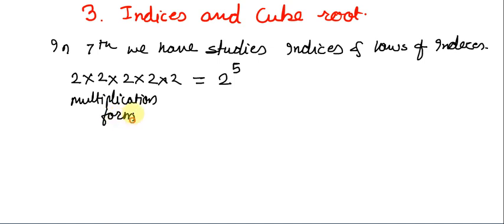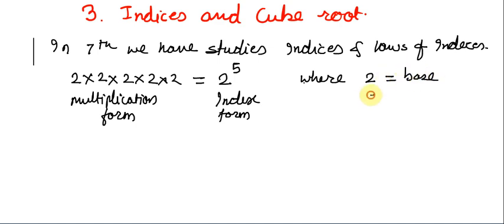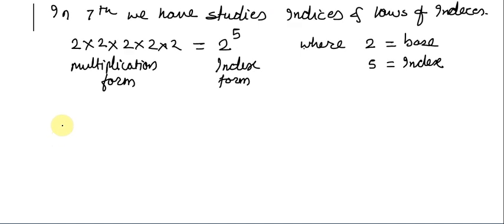Keep in mind these forms. This is called the index form because 5 is the index. In terms of index it is written as 2 raised to power 5, that is why it is called index form. Here 2 is called the base and 5 is called the index. In this way we can define what the index or indices are.